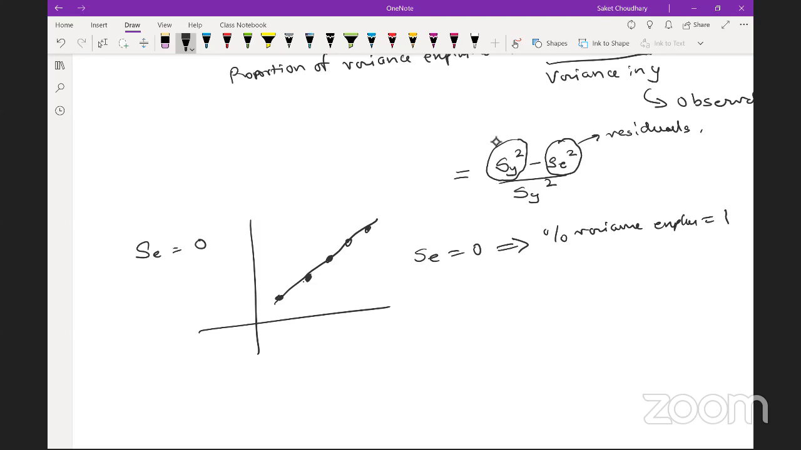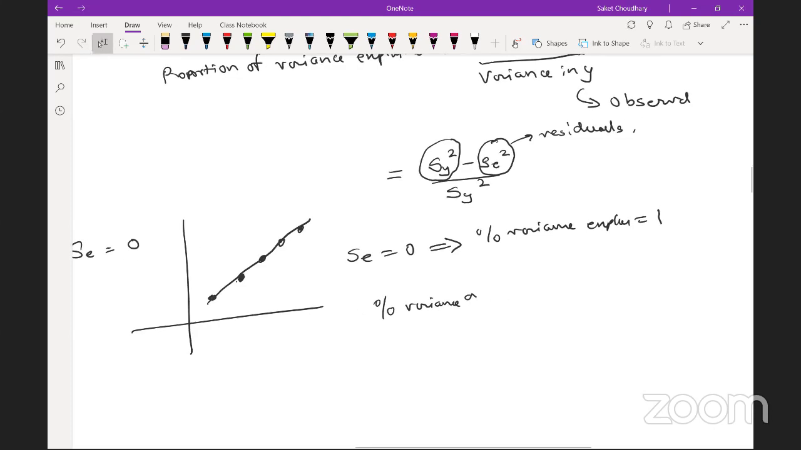Okay. There's an alternate formula to calculate this, and that is the simplest formula. So proportion of variance explained, or percentage. Okay, so if I'm talking about percentage, you can multiply it by 100. So let me just be clear.